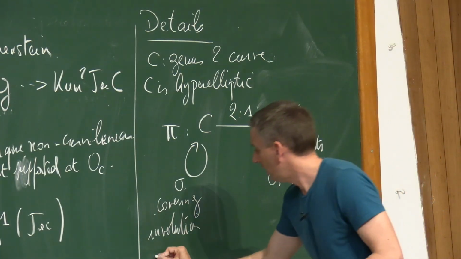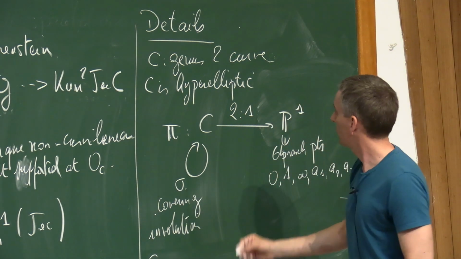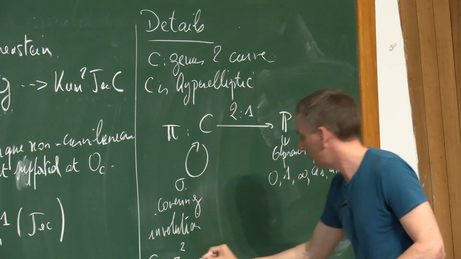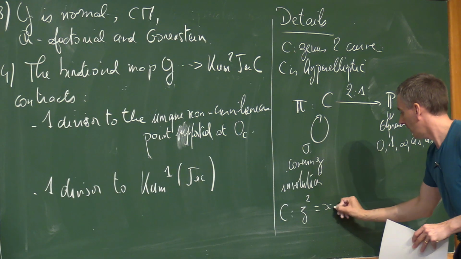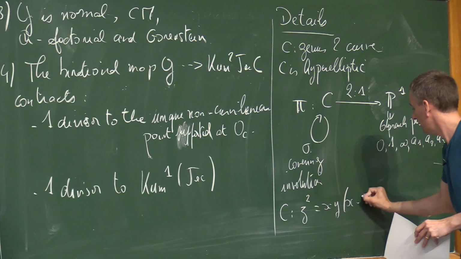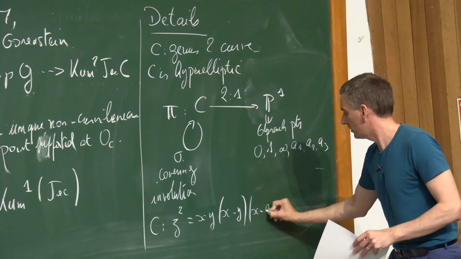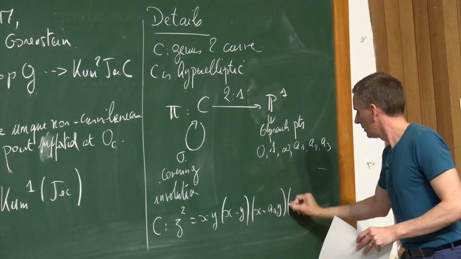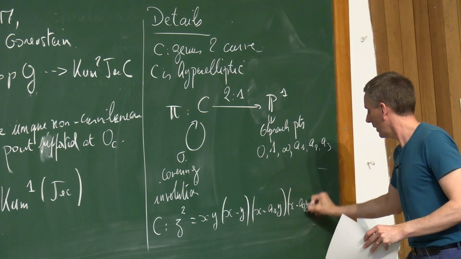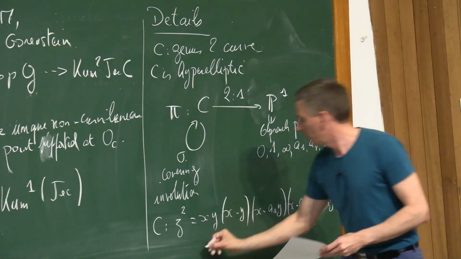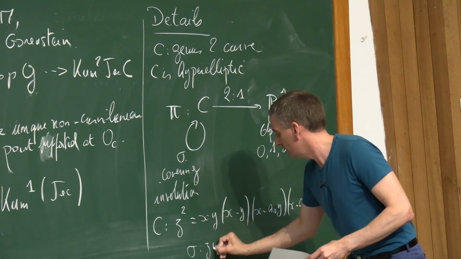So C has the equation of C. It's a double covering of P1 branched over this. So it is Z squared equals X, Y, X minus Y for these first 3 points, and then X minus A1 Y, X minus A2 Y, and the last one. And the covering involution sigma sends Z to minus Z.